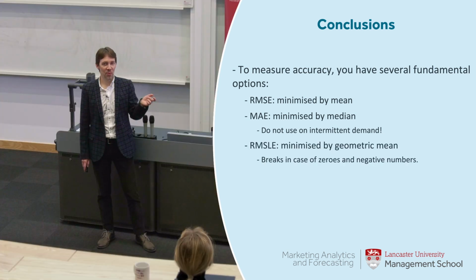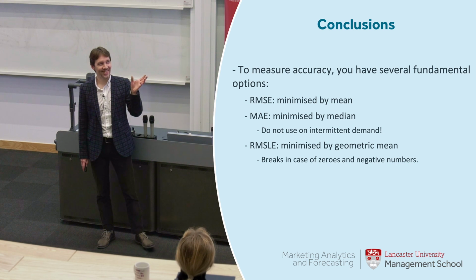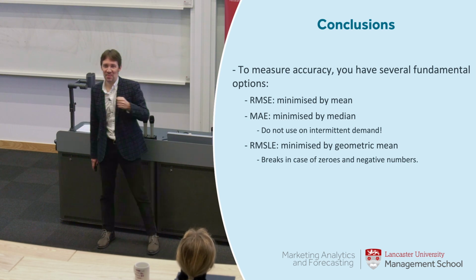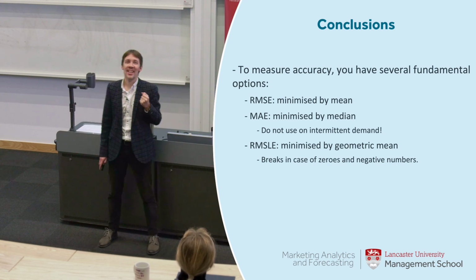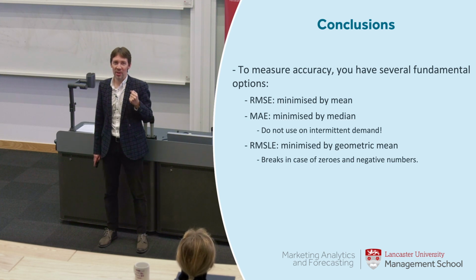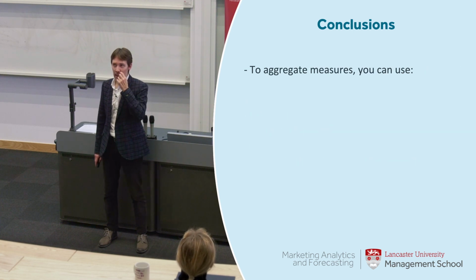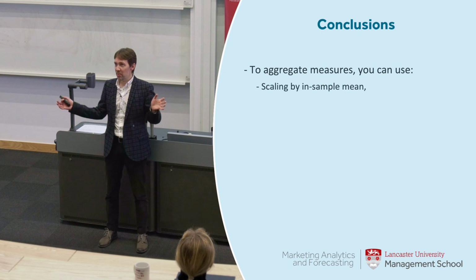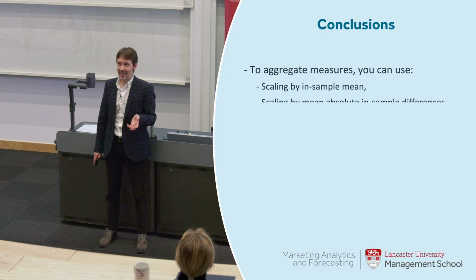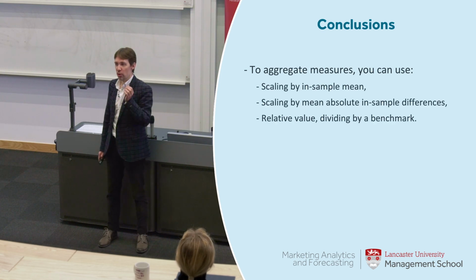And then we have an exotic one, root mean squared logarithmic error, which is minimized by geometric mean. It breaks when you have zeros or negative values. And finally, when you want to aggregate measures, you can use scaling by in-sample, scaling by differences, or you can calculate relative error measures just by dividing by benchmark.